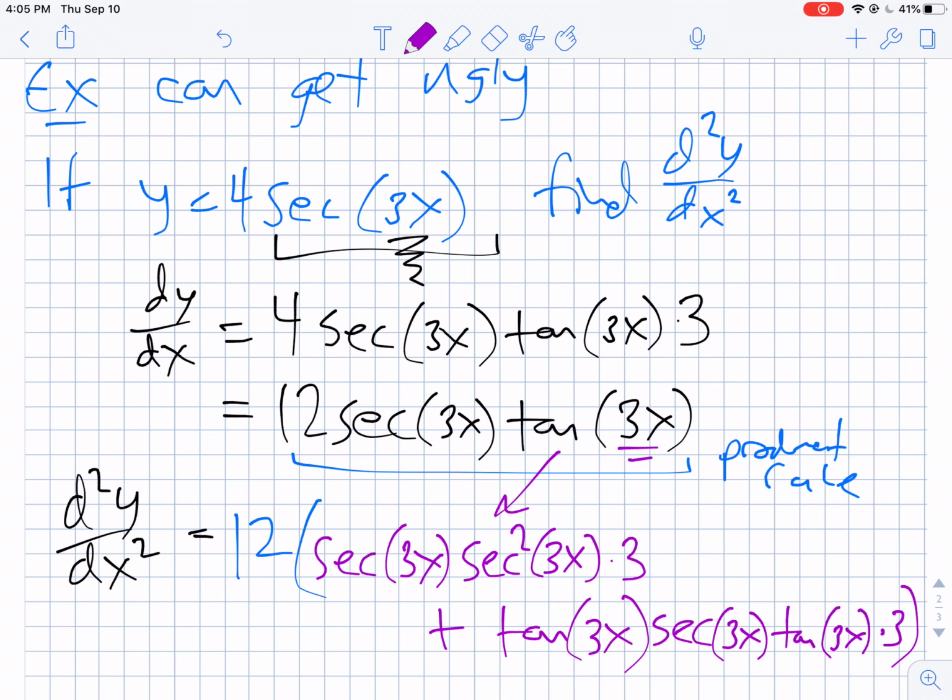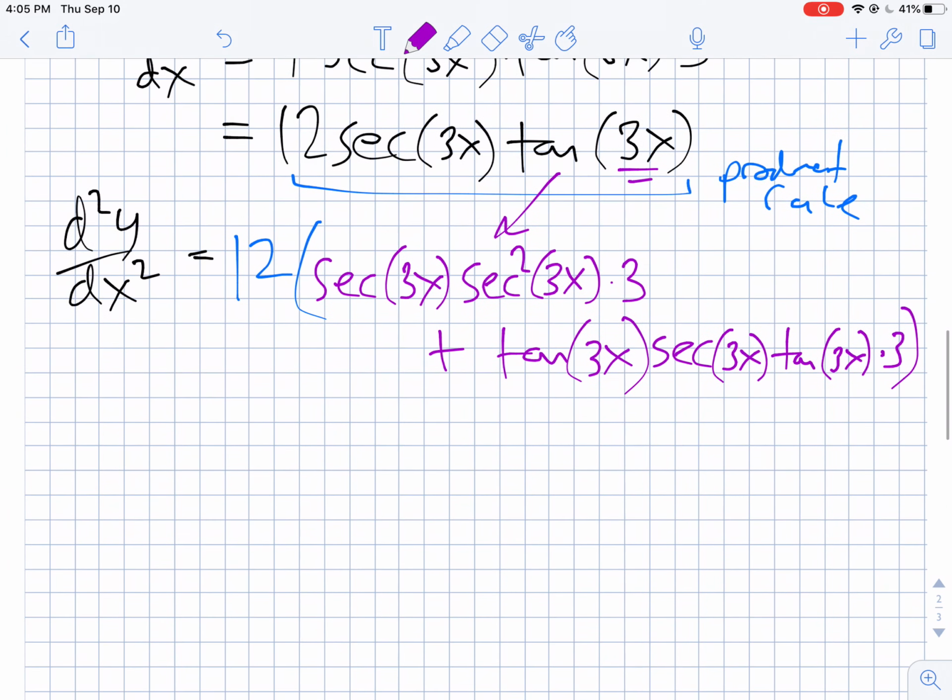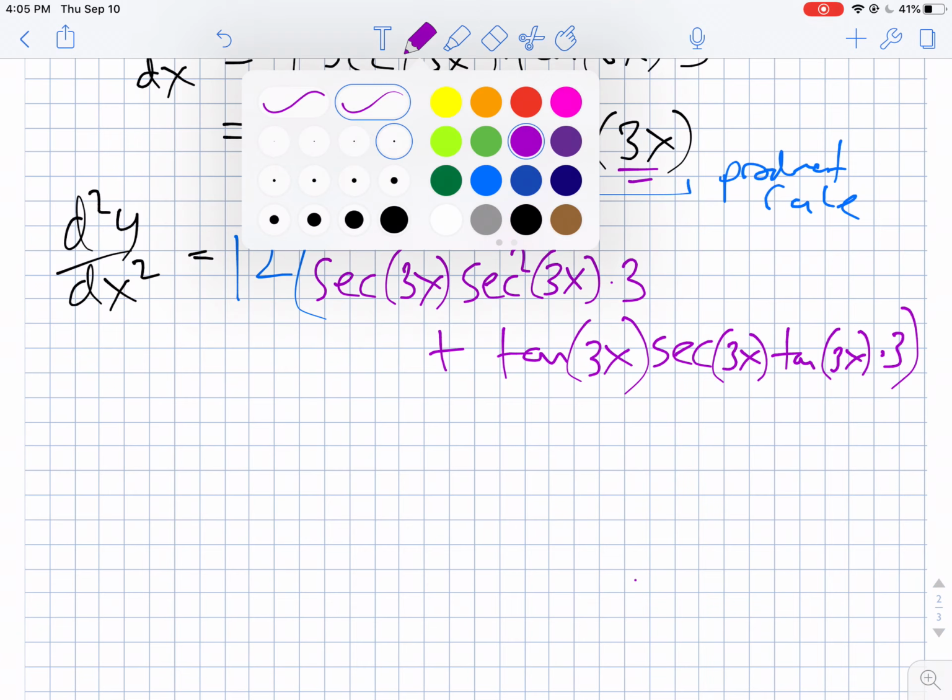Okay, so you can see in this case, the second derivative actually got a little uglier. No need to simplify this, of course. This is totally fine. Okay, so that's the second derivative.